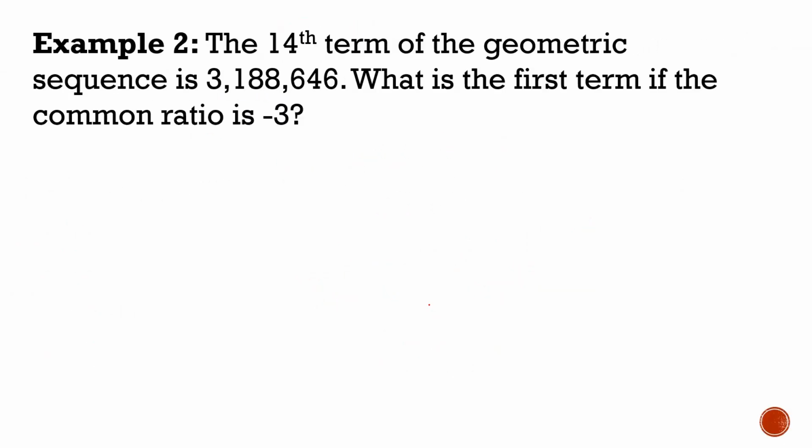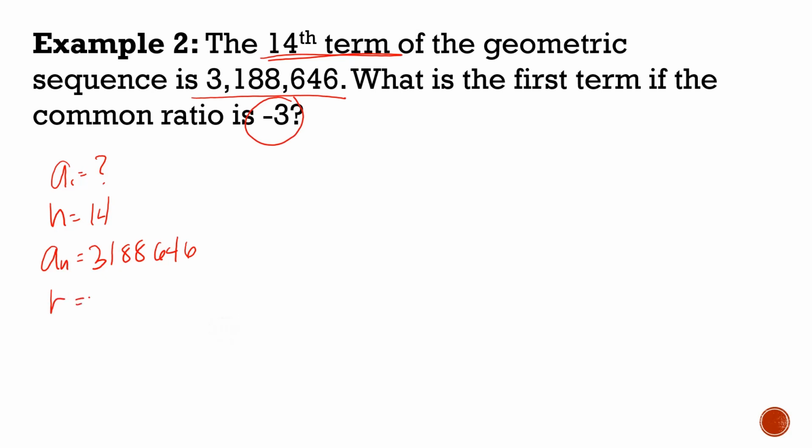It's essentially the same problem. So here we're looking for the first term again. This 14th term tells us the number of terms in the sequence. This one tells us the last term of the sequence, 3188646. And this negative 3 is obviously our common ratio.